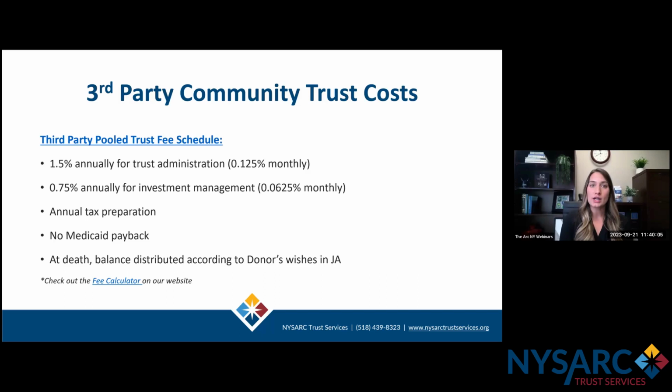The third-party community trust has a one-time enrollment fee of $750 to set that up. So again, very accessible for families who may be looking to set up a trust and want a professional administrator to oversee those funds. The monthly administrative fees for NYSARC services are 1.5% annually, and it's charged at a monthly rate of 0.125%. Again, bank fees are going to be the same across all of our programs. So collectively, between the bank and our services, the annual fee for this trust is about 2.25%.